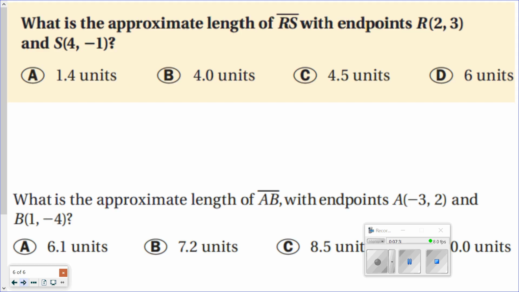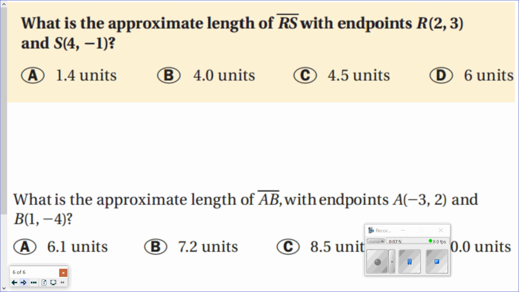All right, here's the last slide. These 2 multiple choice questions, we're going to find the distance between our points. I'm going to do the first one with you, and then the second one I want you to try on your own. So what is the approximate length of RS with endpoints R (2, 3) and S (4, negative 1)?